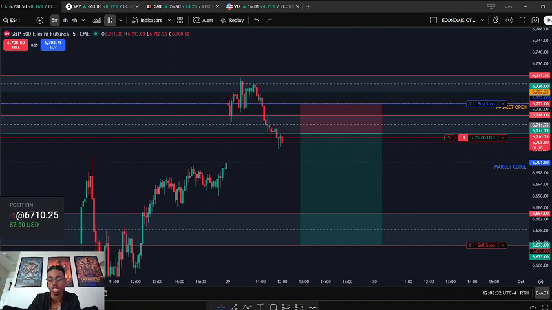Honestly, I'm not the most confident when it comes to this small retest. These are probably the most difficult ones to really see because they're so tiny. But again, we're just gonna see how this plays out.